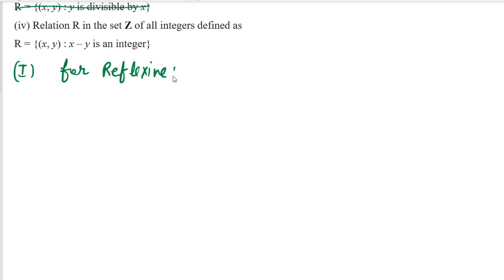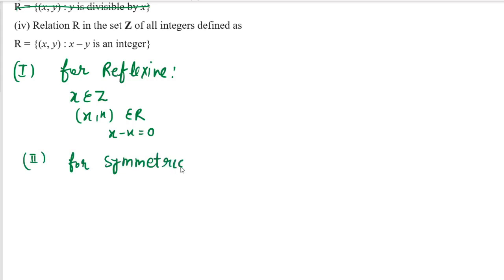For reflexive, how to do this one? Children, you can see one thing. For every x belongs to Z, I can say x comma x belongs to the relation. X comma x belongs to the relation. And you can say one more thing: x minus x is equal to 0. So by this condition, you can say it is reflexive.